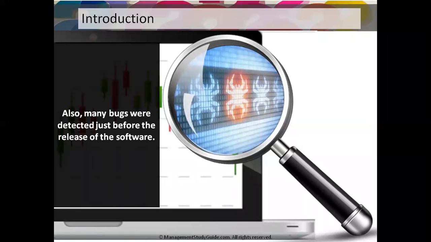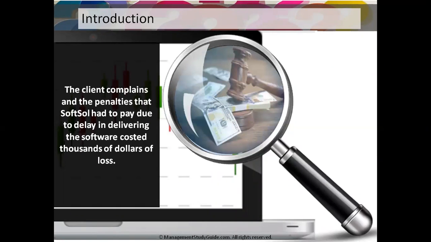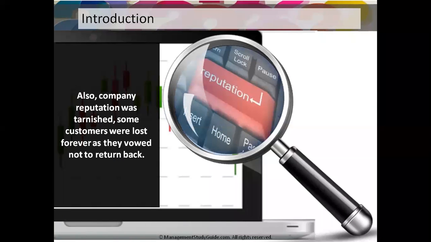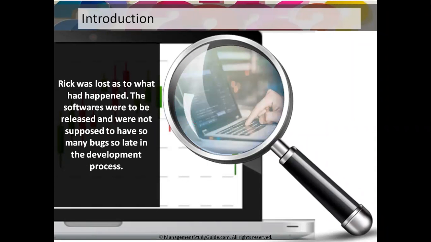Also, many bugs were detected just before the release of the software. The client complaints and the penalties that the software company had to pay due to the delays in delivering the software cost thousands of dollars of loss. Also, company reputation was tarnished. Some customers were lost forever as they vowed not to return back. Rick was lost as to what had happened. The software was to be released and was not supposed to have so many bugs so late in the development process.